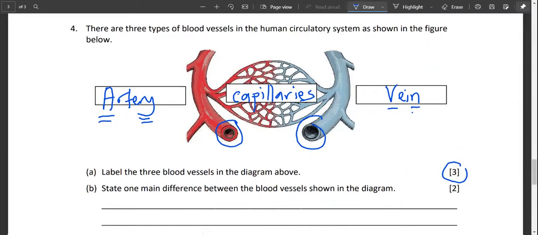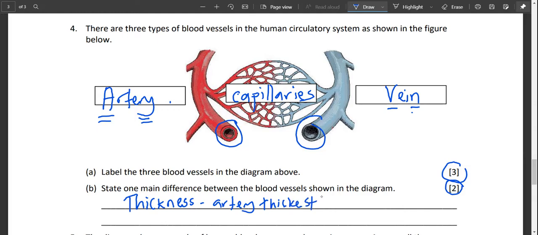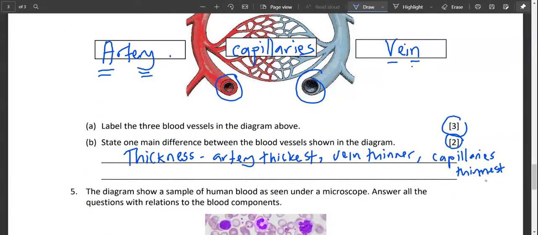State one main difference between blood vessels shown above. There are 2 marks. If you compare only arteries and veins, you will only get 1 mark. You need to compare arteries, veins, and capillaries. One of the things that you can compare is the thickness. Artery is the thickest, vein thinner, and capillaries thinnest. Or if you want to be more specific, one cell thick.